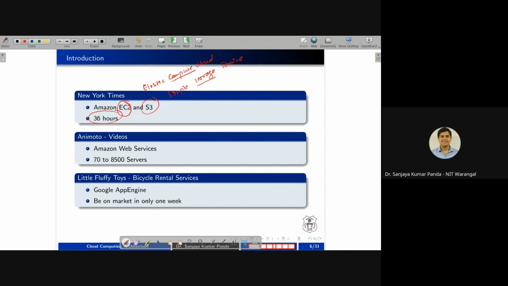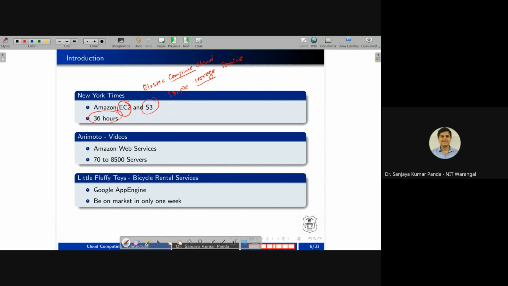The same thing is done by Animoto. You can visit the website of Animoto if you want. If you submit some photos, and you want a very good video, then they will prepare everything and give it to you. Initially, Animoto didn't have any infrastructure. So they requested Amazon Web Services, which is under Amazon only, right? Initially they subscribed to 70 servers in the initial phases to start their business and to provide the preliminary service.